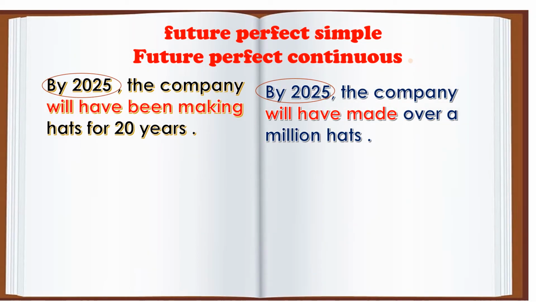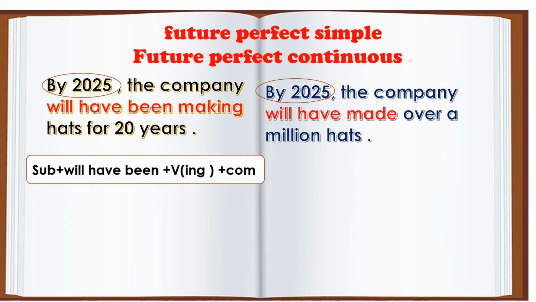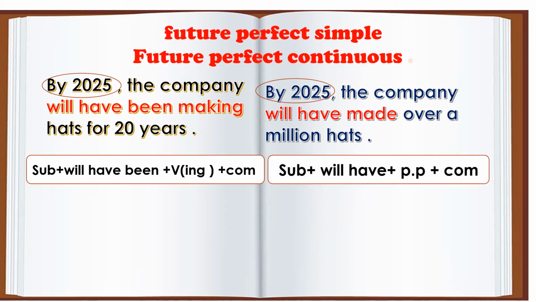Before doing the first activity, I want to remind you, how can we form a future perfect continuous? To form a future perfect continuous, you are going to start your sentence with the subject plus will have been plus verb-ing, and remember that your complement should contain a duration of time: for, since, all plus a time. Then the form of future perfect simple, you are going to start your sentence with subject plus will have plus the past participle form of the verb. Remember that your complement should contain your achievement.